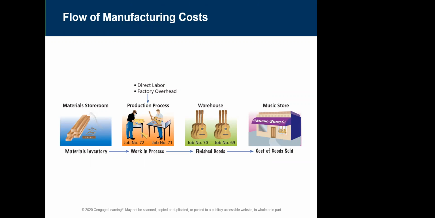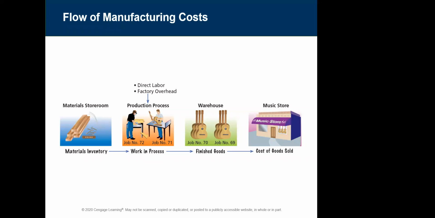All right. So here's our flow of manufacturing costs. Again, kind of review. We have our materials from the material storeroom. They flow into the production process where we're adding labor and factory overhead costs into the cost of our materials. And then our finished goods go to the warehouse. And now the cost of these finished goods have all of this material and labor and overhead added into it. And then we take it from there to the store, and then it becomes a cost of goods sold when we sell it. Okay, so that's the flow of costs.